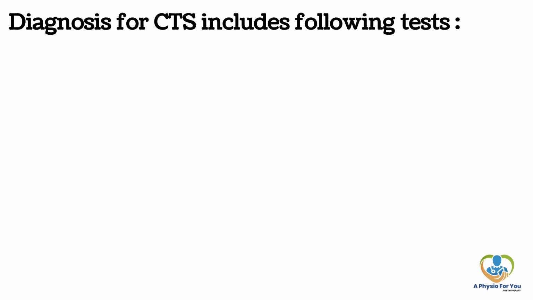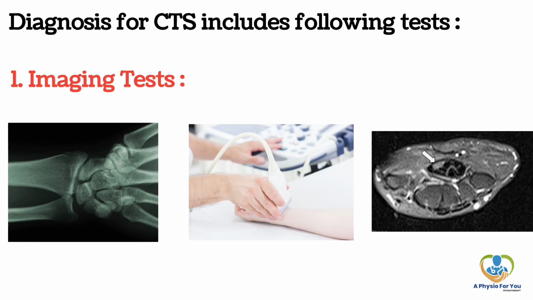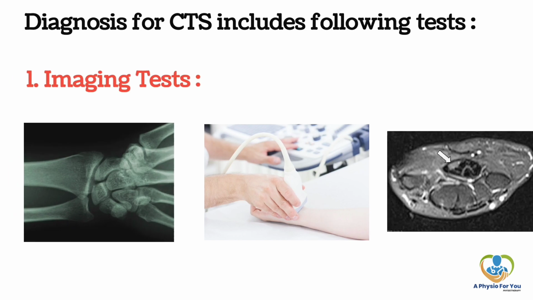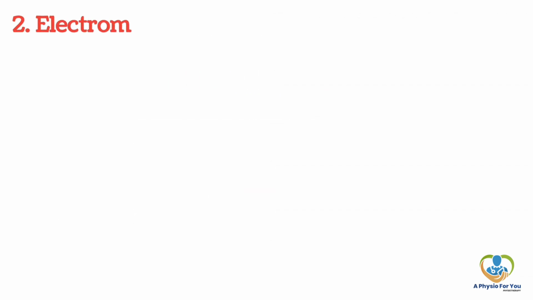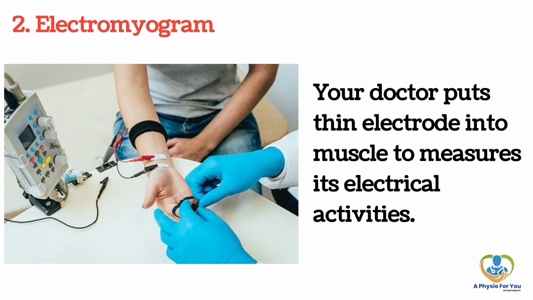Diagnosis for carpal tunnel syndrome includes the following tests. Number 1. Imaging tests. X-ray, ultrasound or MRI can be helpful to know the reason for carpal tunnel syndrome and confirm the diagnosis. Number 2. Electromyogram. Your doctor puts a thin electrode into a muscle to measure its electrical activity.